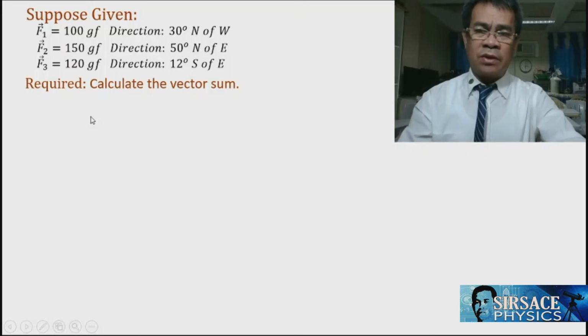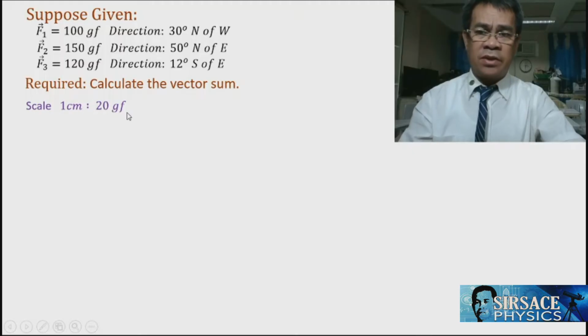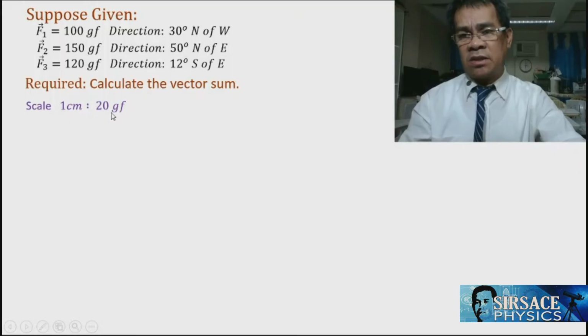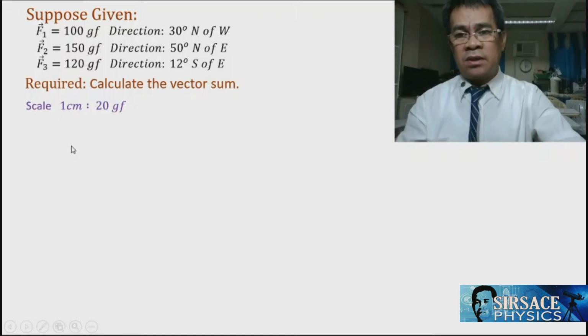So, your starting point: you have to choose your own scale depending on the drawing area. I rather choose the scale of 1 centimeter is to 20 gram force. Again, recall from our previous video that the meaning of scale is that for every centimeter there are 20 gram force. So physically, 1 centimeter is equivalent to 20 gram force. This will serve as our conversion factor, and this is also the instrument to convert the 100 gram force in terms of cm, 150 in terms of cm, and 120 in terms of centimeter also.